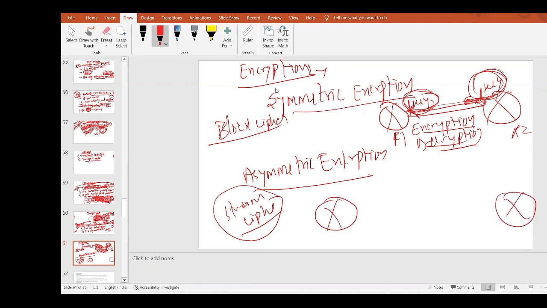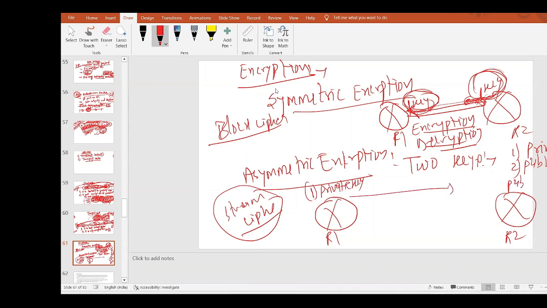They are using two keys. What are the two keys? One is the private key, the other one is the public key. So what happens, guys? Both are using two keys. Router 1 has how many keys? Two keys. It will keep its private key and forward its public key to this guy.